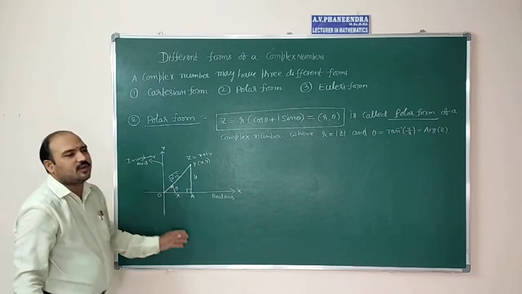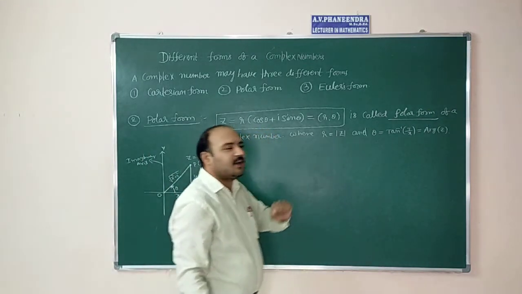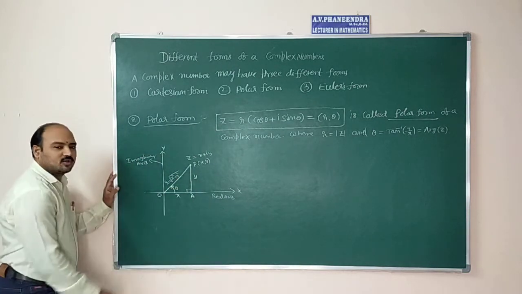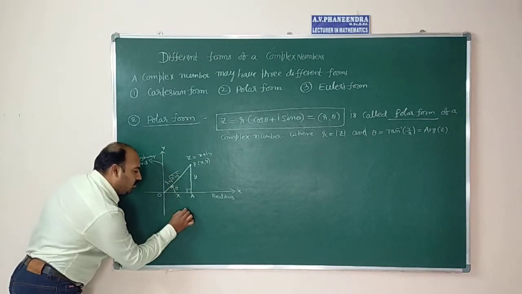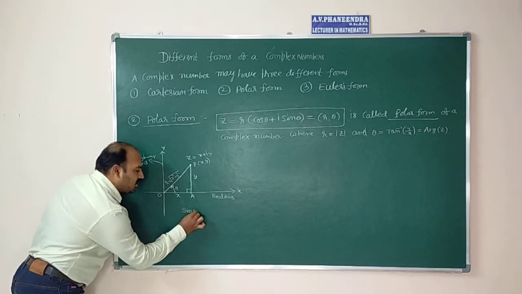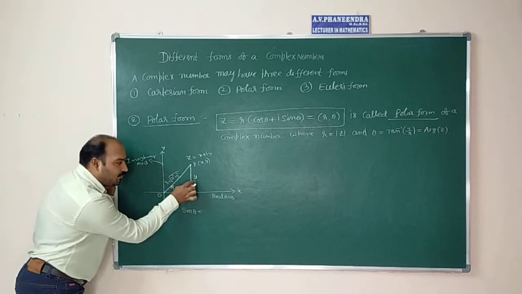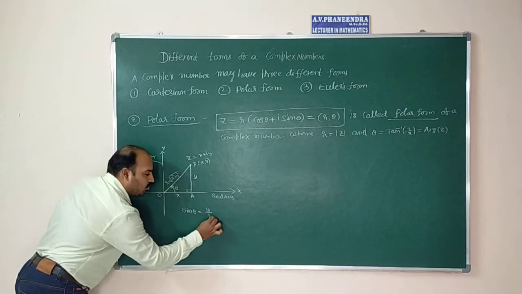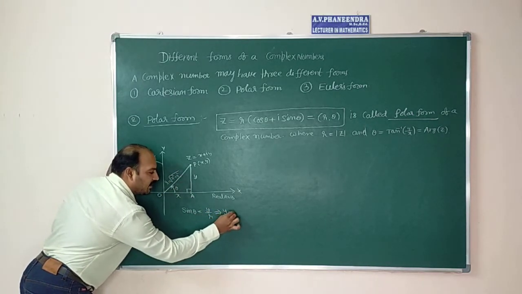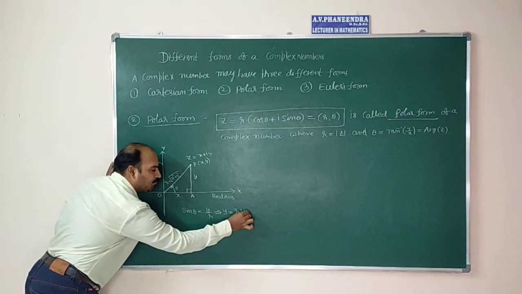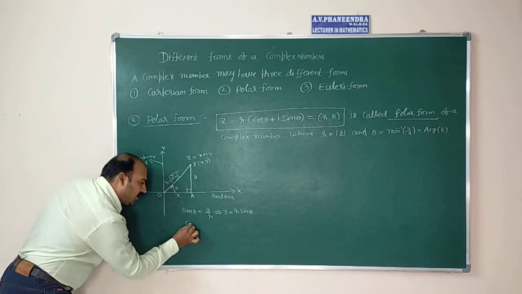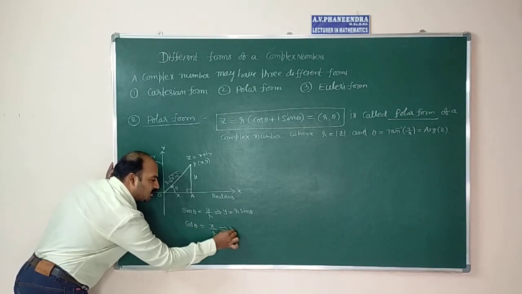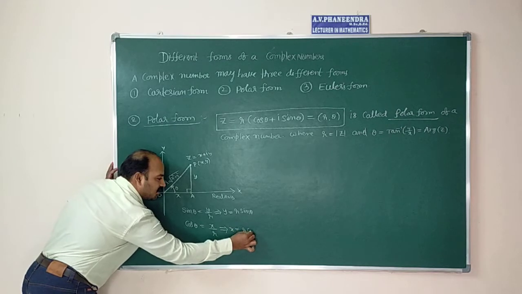From this you can calculate, the hypotenuse will become root of x square plus y square, which equals modulus of z. Modulus of z you can write as r. So r is equal to root of x square plus y square. From this right angle triangle we can calculate sin theta and cos theta. Sin theta equals opposite by hypotenuse, y by r. Making y the subject, y is equal to r sin theta. And cos theta equals adjacent side by hypotenuse, which implies that x is equal to r cos theta.